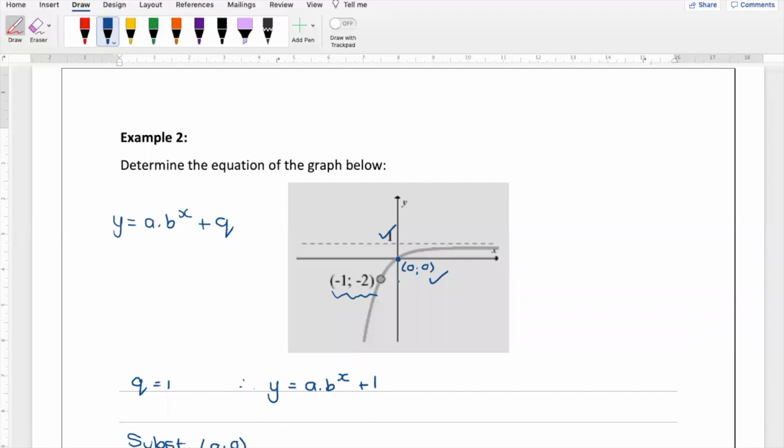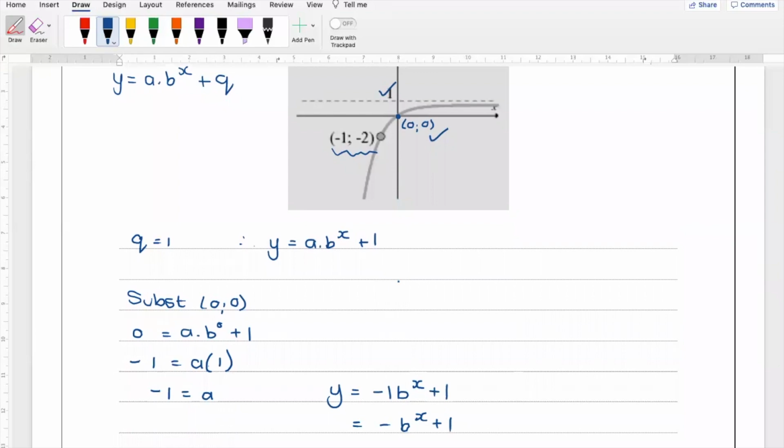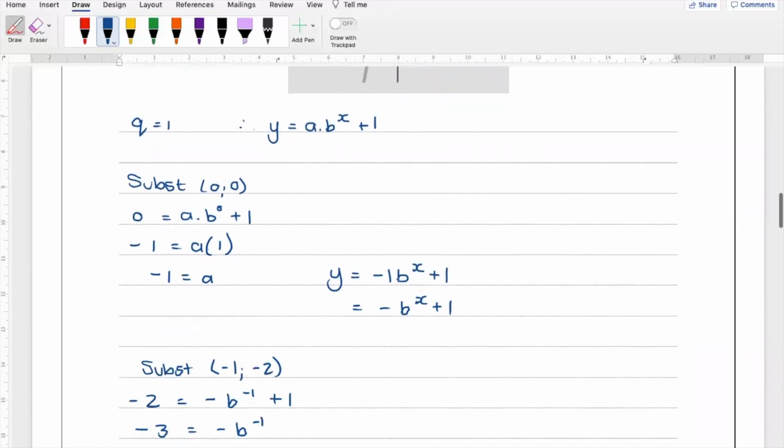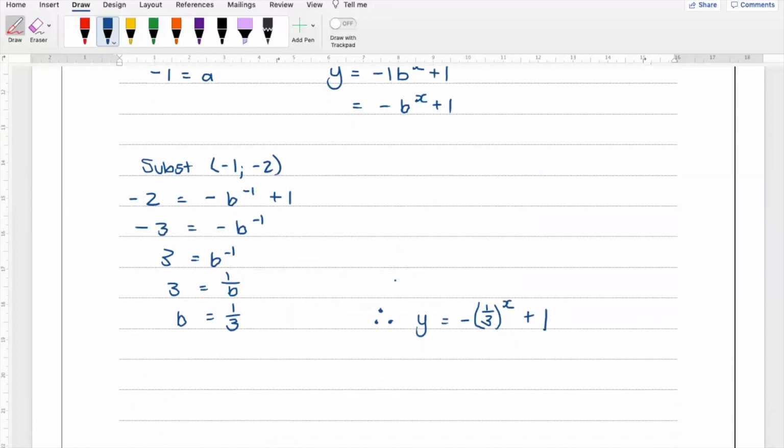So we replaced our q value with plus 1 straight away. Then I substituted in the point that you didn't necessarily see was given, but that was given, which is 0, 0. And there I got negative 1 is equal to a, so I replaced a with a negative 1. And then my only unknown left was b, so I just substituted in the extra point that they gave us, and I got that b is equal to 1 over 3.